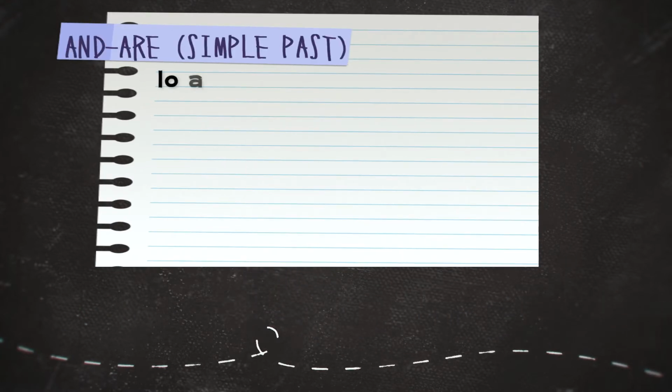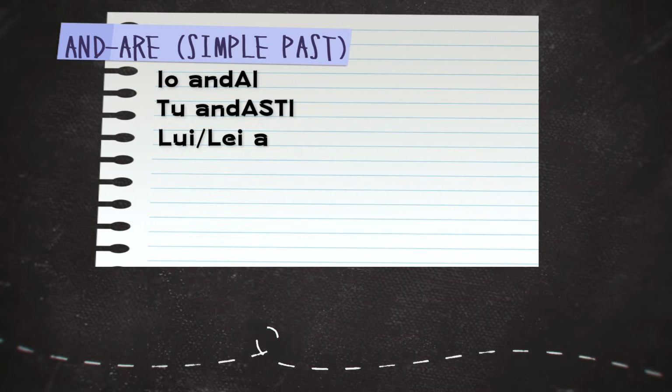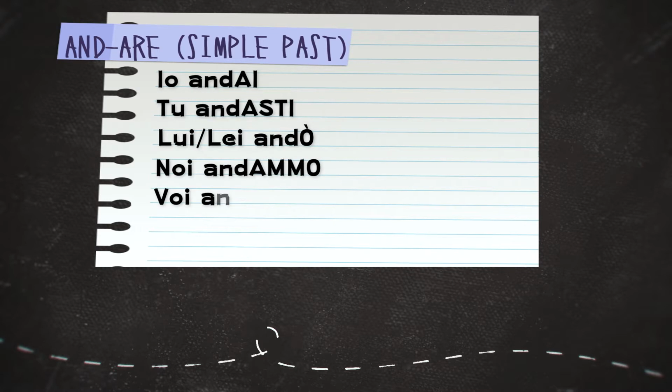The past form of the verb andare luckily is pretty much regular. Io andai, I went. Tu andasti, you went. Lui, lei andò. He, she, it went. Noi andammo, we went. Voi andaste, you went. Loro andarono, they went.